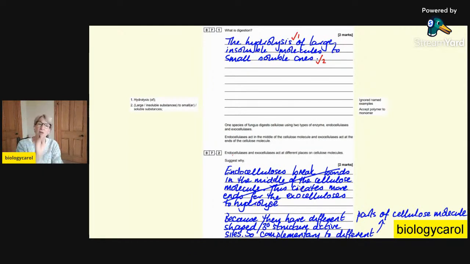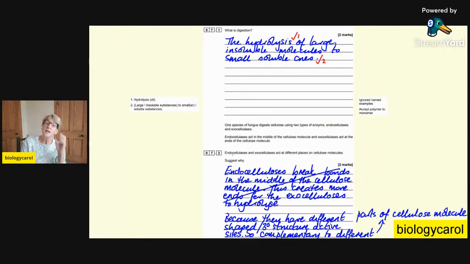Why do the enzymes act at different places on the cellulose molecule? And it was then that I realized that this is a flipping enzyme question. It's all about shapes of the active site. So here's the tip. If you are talking about why a particular enzyme works on a substrate and doesn't, always talk about the shape of the active site or the tertiary structure of the active site. Always emphasize that, which is what I did here.